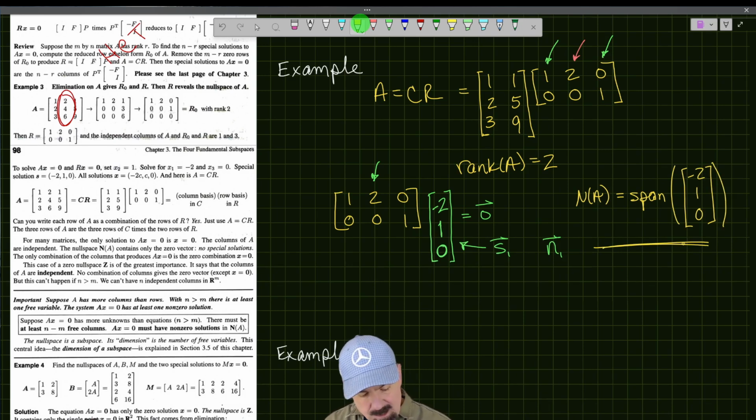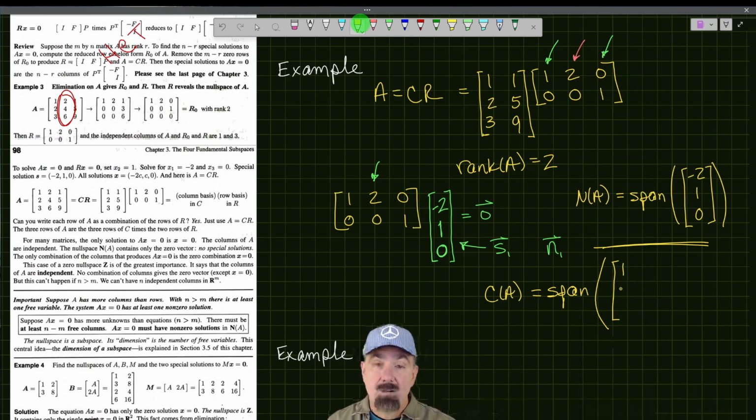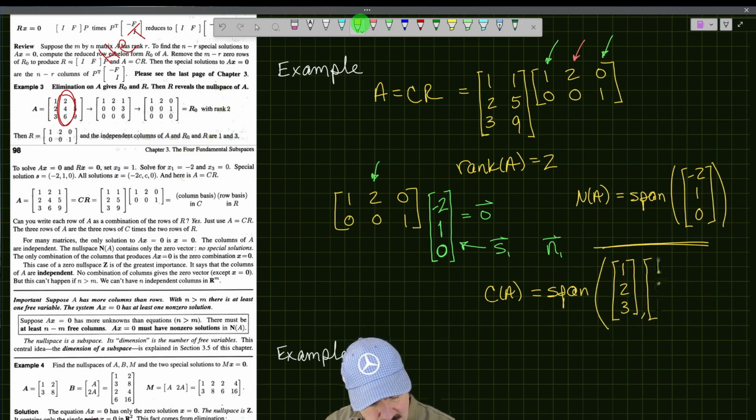While we're practicing, let's talk about column space. What's the column space of A? The column space of A is the span of the set of linearly independent vectors, which would be the vectors that are in the columns that are in the matrix C. So it's 1, 2, 3, and 1, 5, 9. These are the columns of A, which form a linearly independent set. That's the column space.